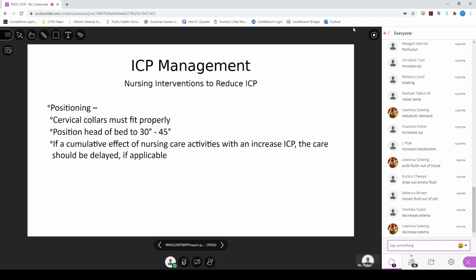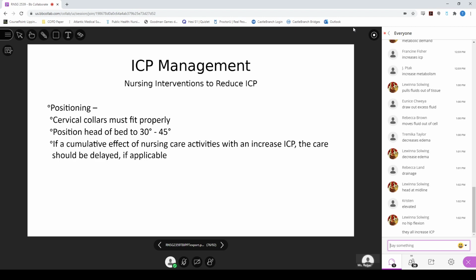Now, here are your interventions that reduce ICP. Positioning. What's important about positioning? How should they be positioned? Head midline, so they need good body alignment. Need to avoid that extreme. Head rotation needs to be avoided, and hip flexion. What do those things do? They increase ICP, right?